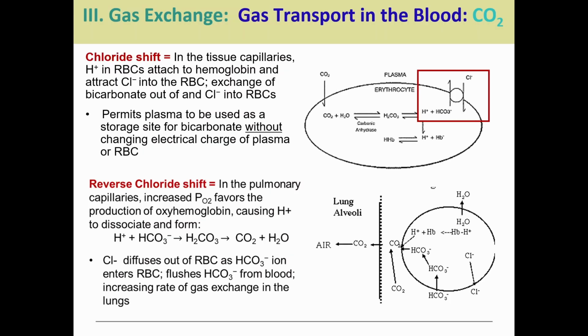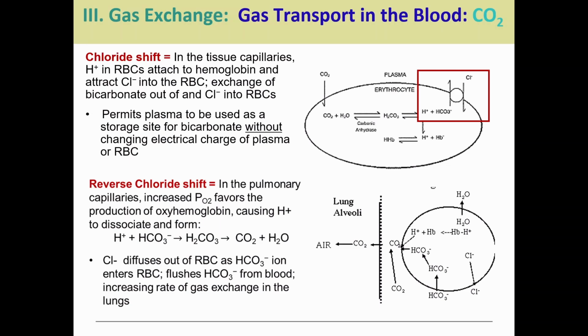We also have the chloride shift. This is in the tissue capillaries. Basically, those protons in the red blood cells can attach to hemoglobin and attract a chloride ion, right? So we have this chloride ion that kind of binds there, and then we can exchange bicarbonate, right, out of and the chloride into the red blood cells. So this lets us use the plasma to kind of store bicarbonate without changing the charge of the plasma or the red blood cells.